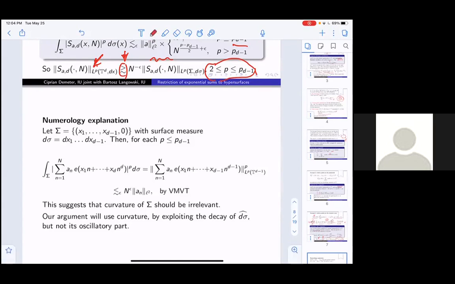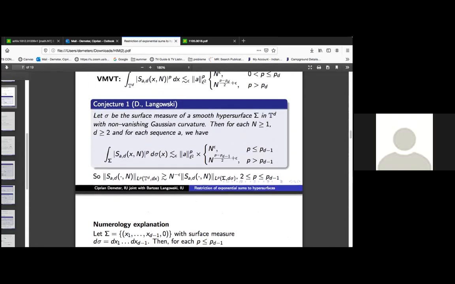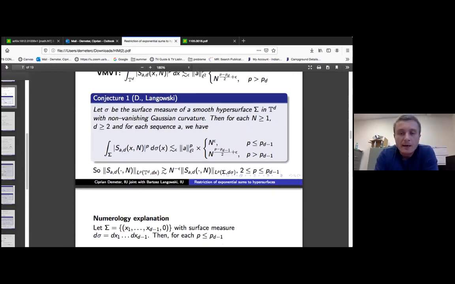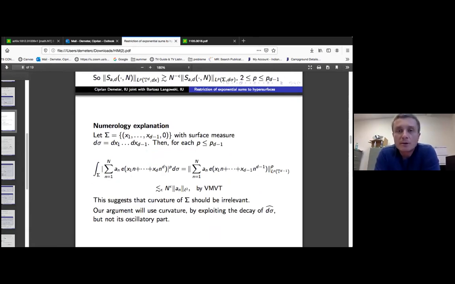Using the formula for the surface measure. Yeah, so okay, so let me start over from here. I was trying to explain the numerology on why the critical exponent for this problem is p equal to pd minus 1. And one possible explanation is that perhaps curvature would not matter.